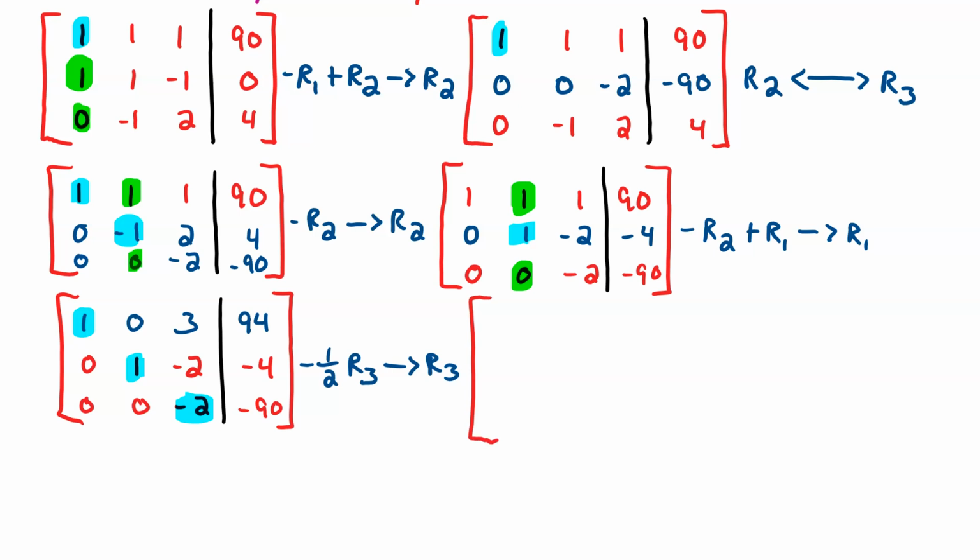So our top row is still 1, 0, 3, 94. Our second row is still 0, 1, -2, -4. And that bottom row is going to become 0, 0, 1. And then -90 times -1/2 is going to give us a +45.